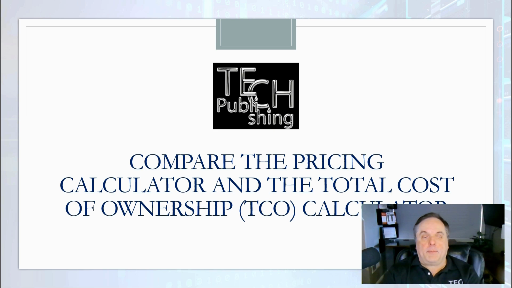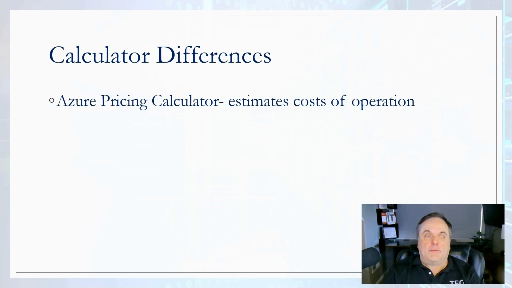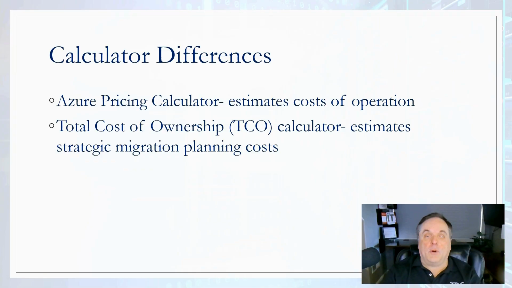You should know the pricing calculator and the total cost of ownership calculator and how they compare and contrast. Let's take a look. First off, you have the Azure pricing calculator. This is going to estimate the costs of operation. The total cost of ownership calculator is a little bit different. What it does is it compares your current on-premises infrastructure costs, including capital expenditures like hardware and ongoing costs, things like that, to projected costs within Azure.